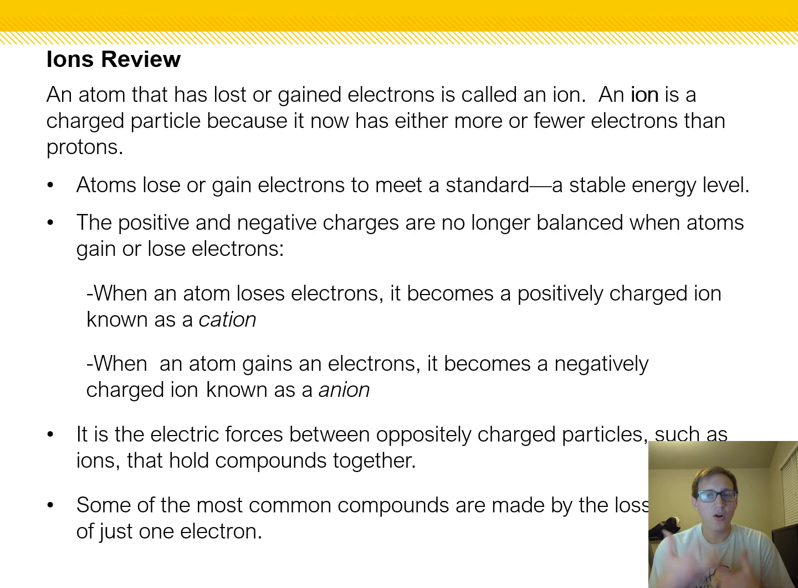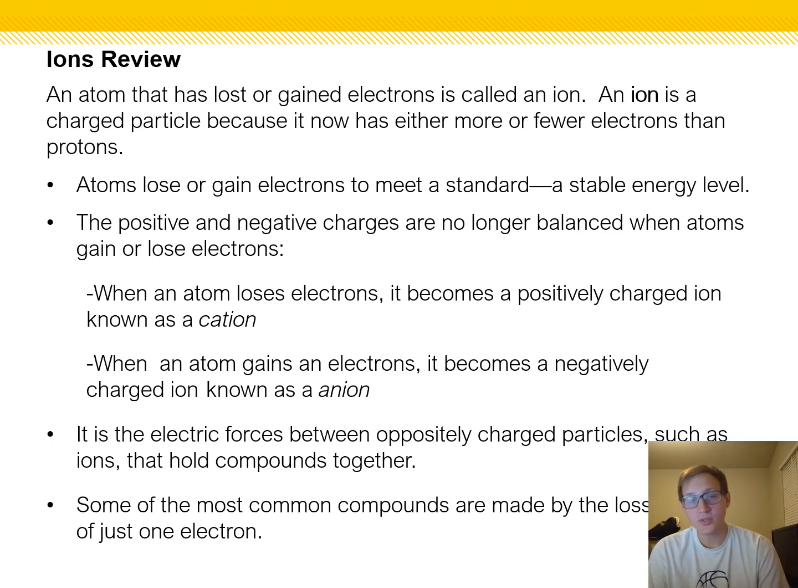This is all because of those valence electrons that we talked about previously. They want to get down to where they have a stable number. Every element out there wants to have a stable number, and that has to do again with the duet and the octet rule, wanting to have 2 in the first level and 8 in every other level to be what we call full. The positive and negative charges are no longer balanced when atoms gain or lose electrons.